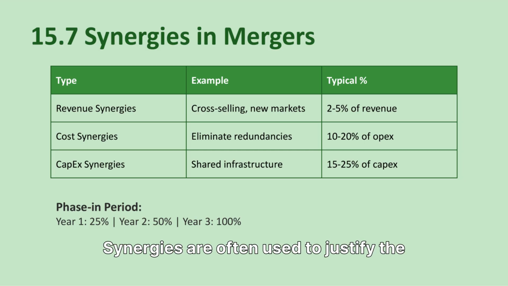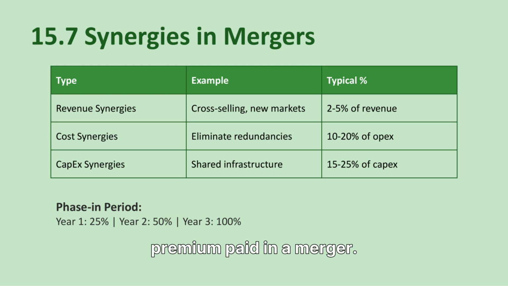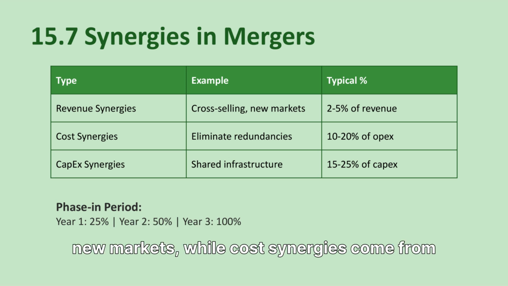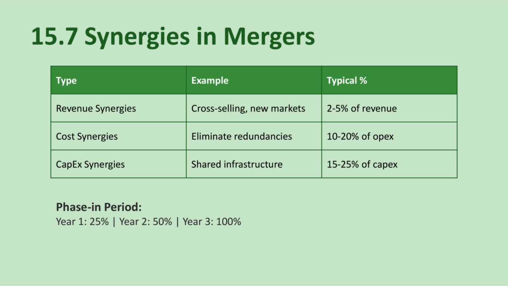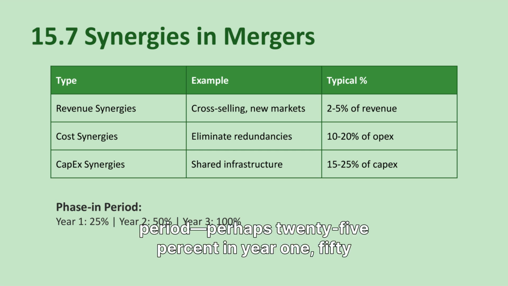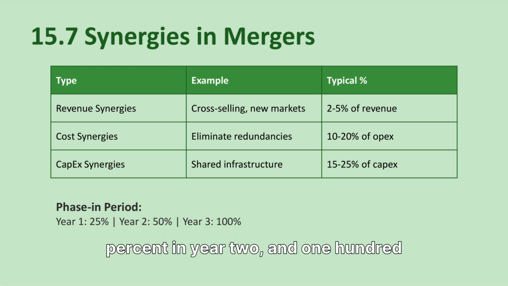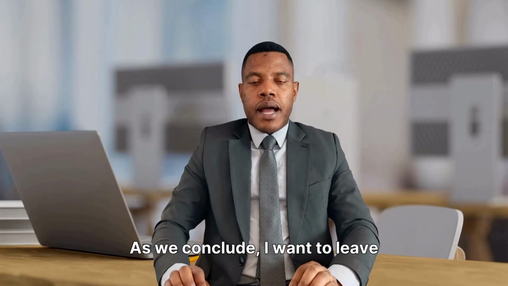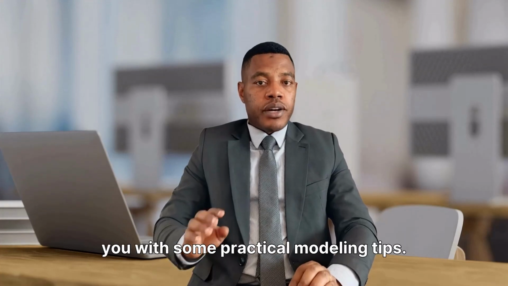Synergies are often used to justify the premium paid in a merger. Revenue synergies come from cross-selling products into new markets, while cost synergies come from eliminating duplicate overhead. We typically model these with a phase-in period, perhaps 25% in year 1, 50% in year 2, and 100% by year 3. As we conclude, I want to leave you with some practical modeling tips.